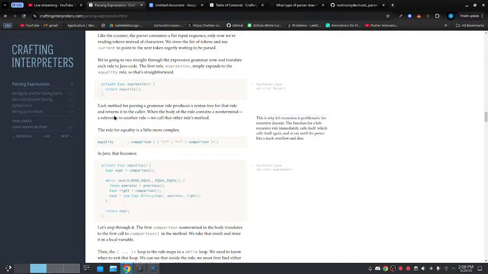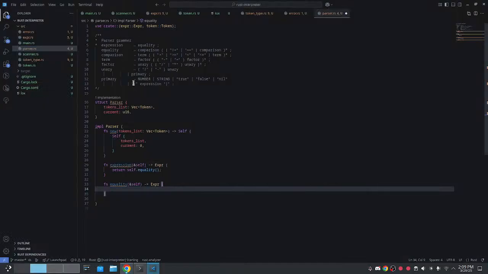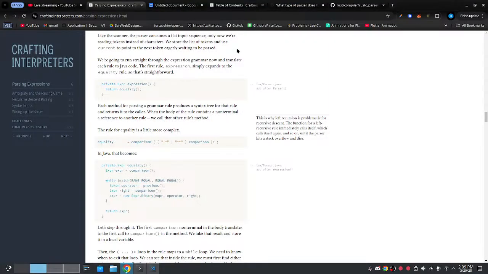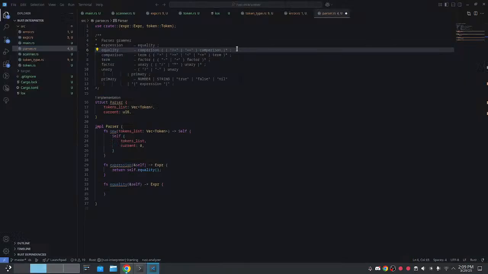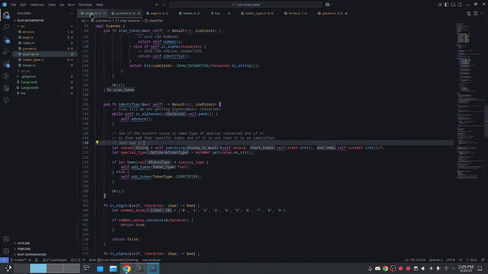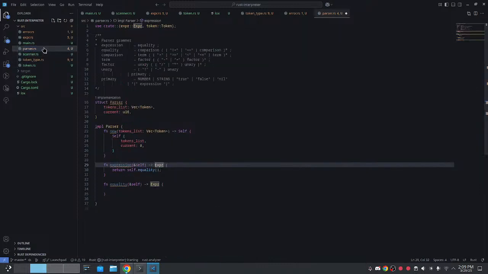Okay, we wrote the equality. Now this is the thing that we need to write for. I'll just take a look at this equality for once, and then we try to make our own function for the rest of them. Expr is a trait, right, which could be a binary enum. Okay. Let's see here.